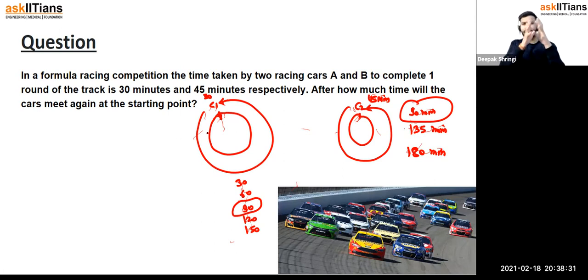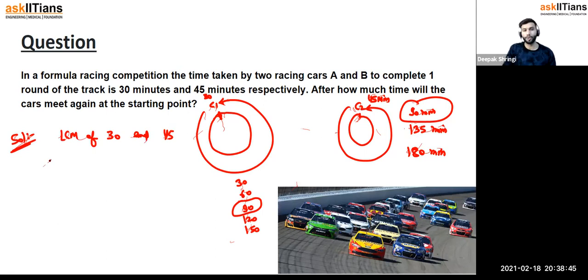So that was the complete conceptual explanation of the question. But how do we have to actually solve it? You can directly solve, guys. Very simple question. You just need to find the LCM of 30 and 45. Okay, so what is the least common multiple of these two numbers? I hope you know how to find the LCM. So LCM would be what? 90. Okay, so after 90 minutes these two cars will meet.